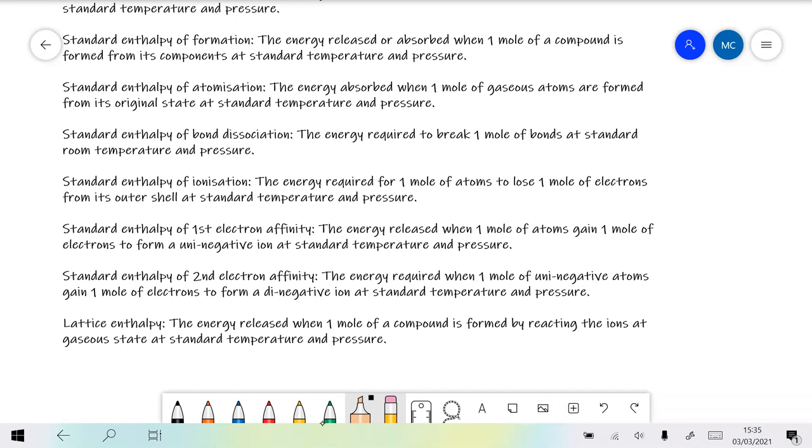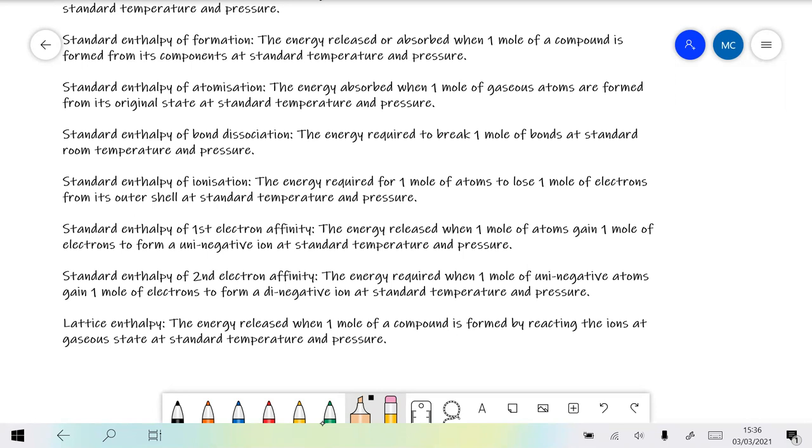You will also have the standard enthalpy of ionization, which is the energy required to lose 1 mole of electrons. Okay, this will always be under standard temperature and pressure. Then you will also have a situation where you can gain electrons rather than losing, and this would be the electron affinity. The first and second electron affinities can be slightly different. In fact, the first electron affinity is always going to be exothermic, releasing energy. The second electron affinity will always be endothermic. We'll be discussing this again later on during next week's lecture.